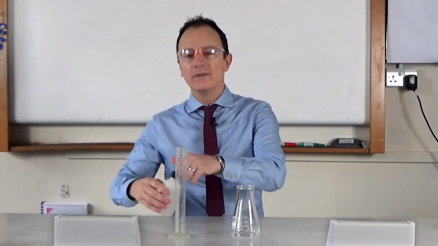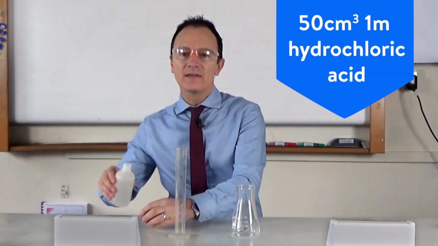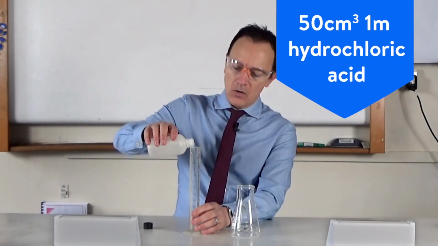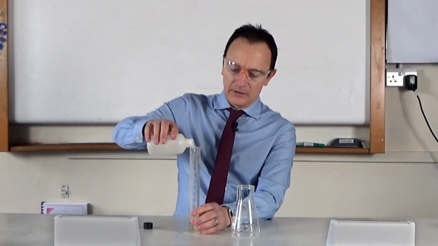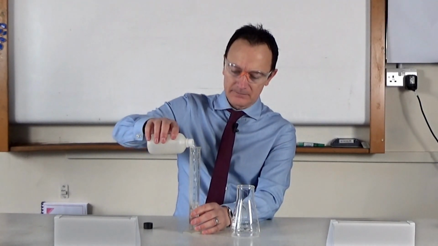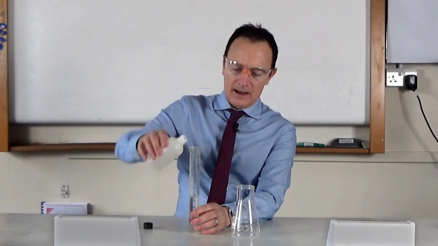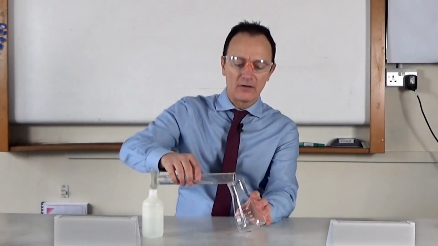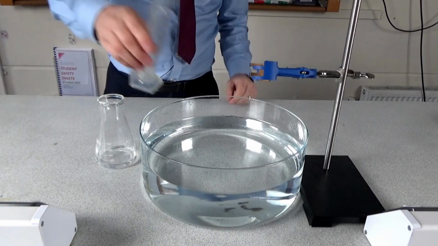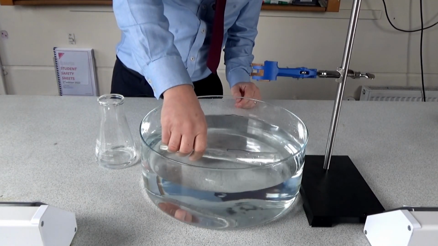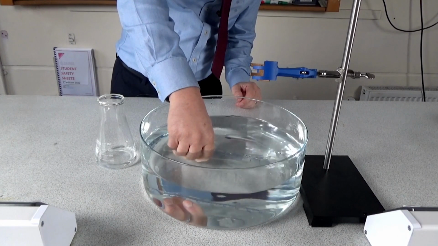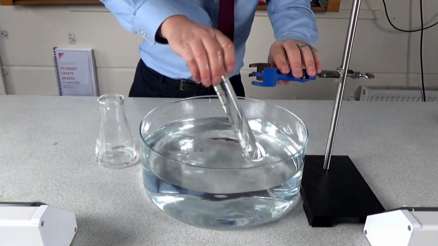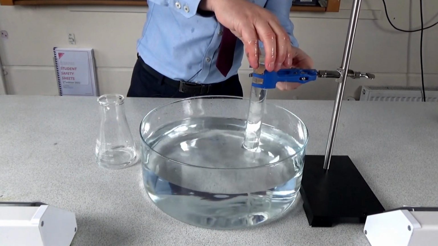First of all, the students need to measure out 50 centimeters cubed of the 1 molar hydrochloric acid using a measuring cylinder, and then they need to pour it into the conical flask. The next step is to get a measuring cylinder and fill it up with water. And then we're going to turn it upside down and clamp it in position with the retort stand and clamp.